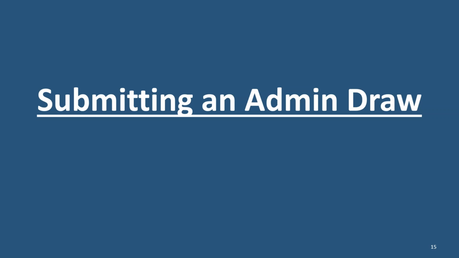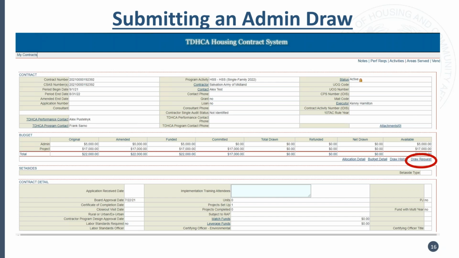So we're going to discuss now submitting that administrative draw. So how does one submit an administrative draw? First, this is going to be a separate process than submitting a program-related draw. So you don't submit an administrative draw and a program draw in the same place. To submit an administrative draw, you can see in red here that you're going to go on the main contract screen to this draw request button. For your contracts, this draw request button here on the main contract screen only processes administrative draws.